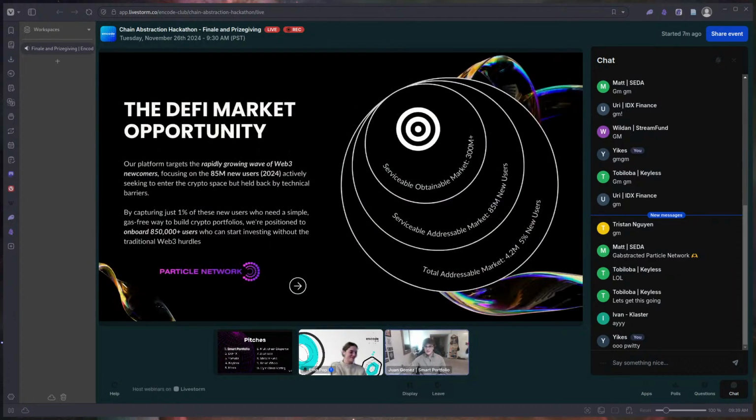Looking at the future, we're targeting 85 million new Web3 users expected in 2025. By capturing just 1% of these users, we'll help 850,000 people confidently build and manage their first crypto portfolios without the use of complexities, all thanks to Particle Network.